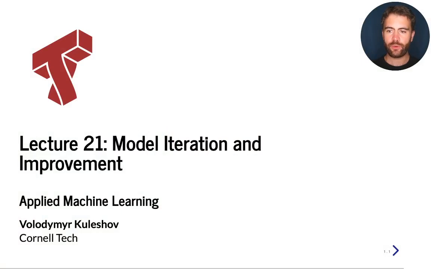Hi, and welcome to Lecture 21 of Applied Machine Learning, in which we are going to continue the topic that we started in the previous lecture, which is how to apply machine learning in the real world and what are some principled techniques and approaches for getting good performance out of machine learning models. And the specific focus of this lecture is going to be on model iteration and improvement. So how do you make changes to a machine learning model in order to improve its performance, and how to do this efficiently?